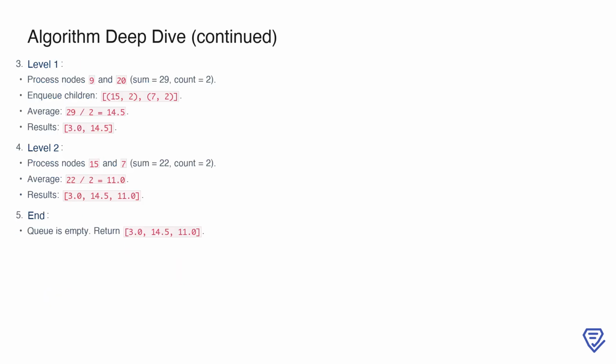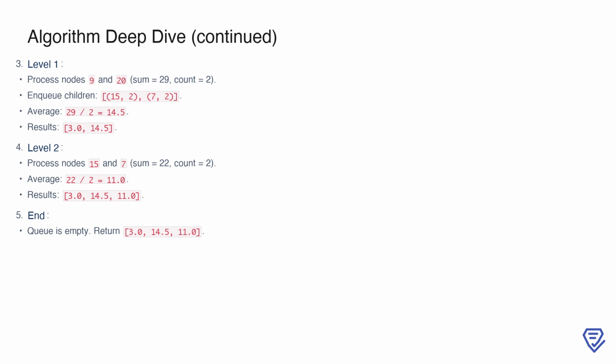At level 1, we process nodes 9 and 20. Their values are added together, resulting in a sum of 29, and the count of nodes is 2. We then enqueue their children. Node 9 has no children, but node 20 has 2 children, 15 and 7, so the queue becomes (15, 2), (7, 2). The average for this level is calculated as 29 divided by 2, which equals 14.5. This value is added to the results list, making it [3.0, 14.5].